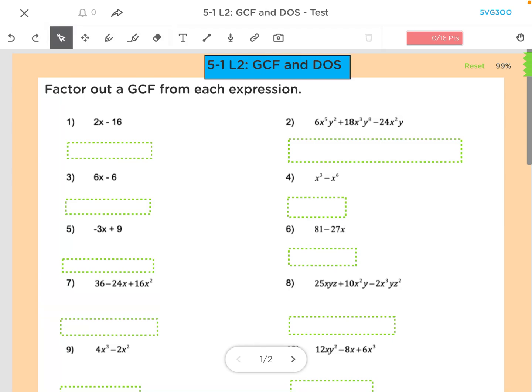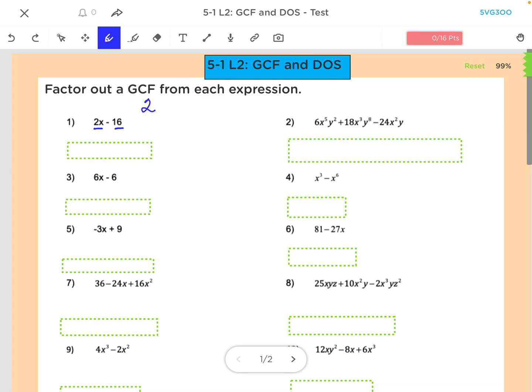What we're doing here is factoring out a greatest common factor, and remember that means you're looking for what's common to everything. So let's start with the first one, and I'm going to start with the numbers. Remember, basically you're looking for the biggest number that you can divide out of 2 and 16. And the biggest number here, these numbers are pretty small, is just going to be a 2. So that's your greatest common factor number.